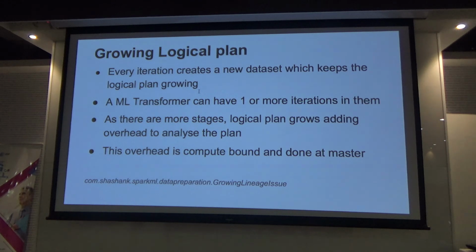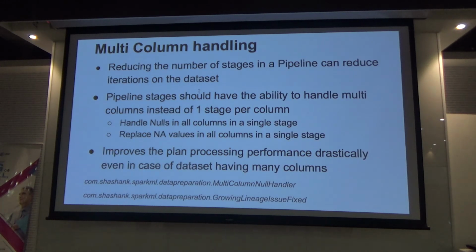So how do we solve that? Multi-column handling. Reducing the number of stages in a pipeline is one of the solutions to reduce the lineage it grows. How do you reduce the number of stages? Normally stages depend on how many columns you have. But internally, for every operation you do on a data frame or data set, it adds another step to the logical plan. So we should somehow reduce the number of steps.